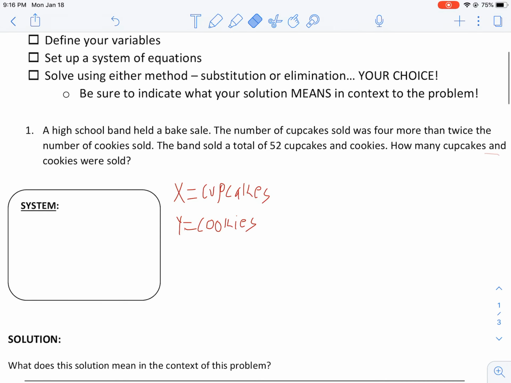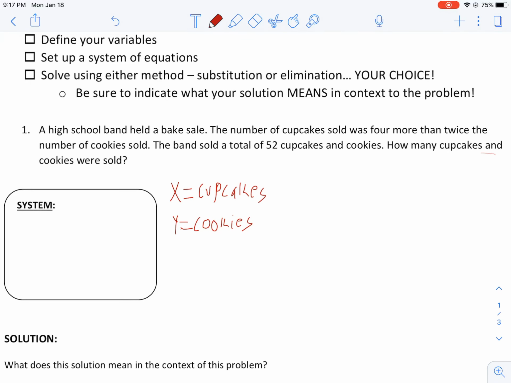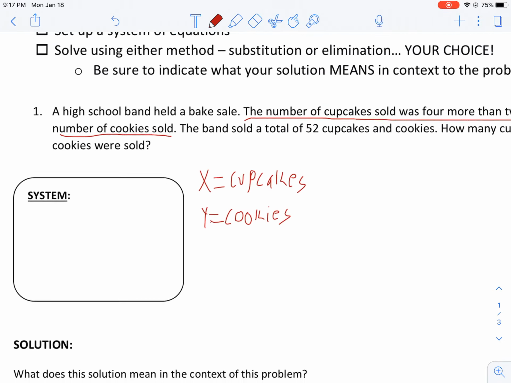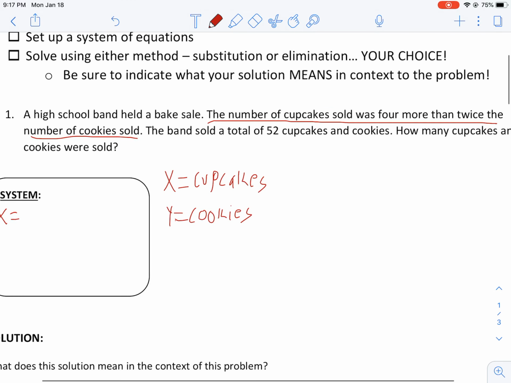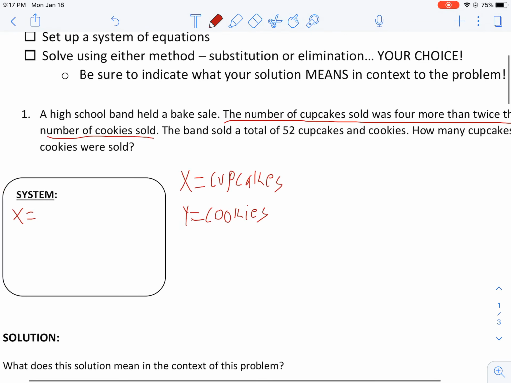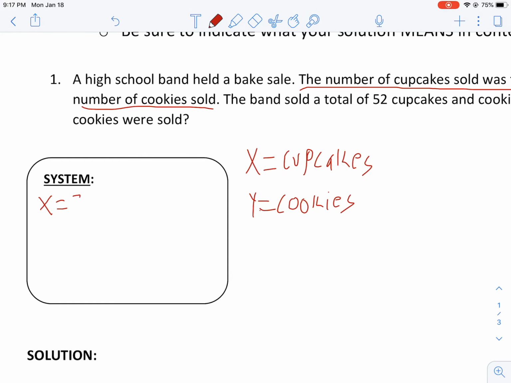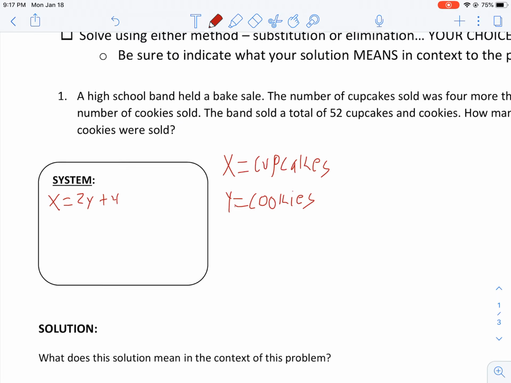So we've got our two equations here. Usually, they're going to give you two sentences, and each sentence is going to be an equation. The first one says the number of cupcakes sold was 4 more than twice the number of cookies sold. We know that X is cupcakes, so the equation is about the number of cupcakes. It's going to be X equals, and then 4 more than twice the number of cookies. Twice the number of cookies, that's multiplication, so that's going to be 2y. And then 4 more than that, we're going to have plus 4. So X equals 2y plus 4. That's going to be one equation.